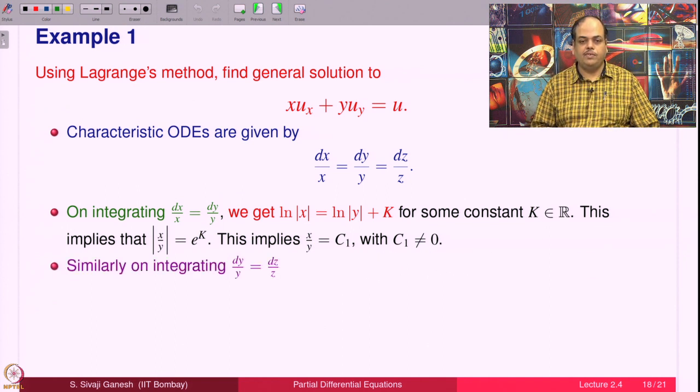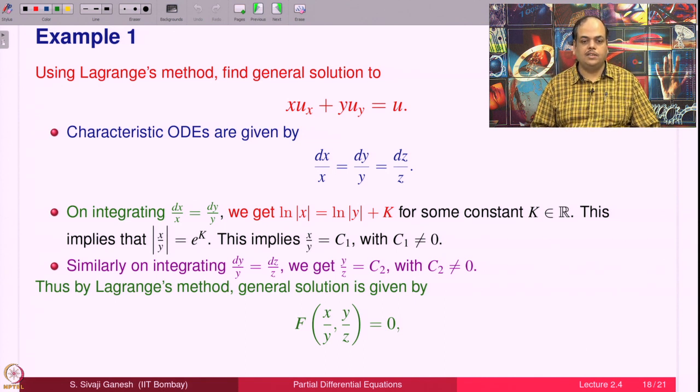Similarly, on integrating the other equation, dy/y equal to dz/z, we could choose any combination. We just want two functions phi and psi. So, this is one solution, x/y equal to constant. It is a solution of this particular equation dx/x equal to dy/y. Now, we look at dy/y equal to dz/z, and we get similarly y/z equal to constant. So, now what we want is phi and psi, so that phi equal to c1, psi equal to c2 together represent characteristic curves. Now, Lagrange's method says F of phi comma psi equal to 0. Therefore, this represents a general solution.